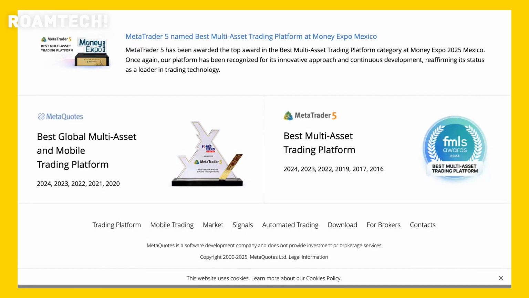MT5 itself is free to use, although brokers may charge fees for trading. The platform boasts a powerful charting engine and a wide range of analytical tools, making it competitive in the market. Availability is global, accessible via a downloadable application.